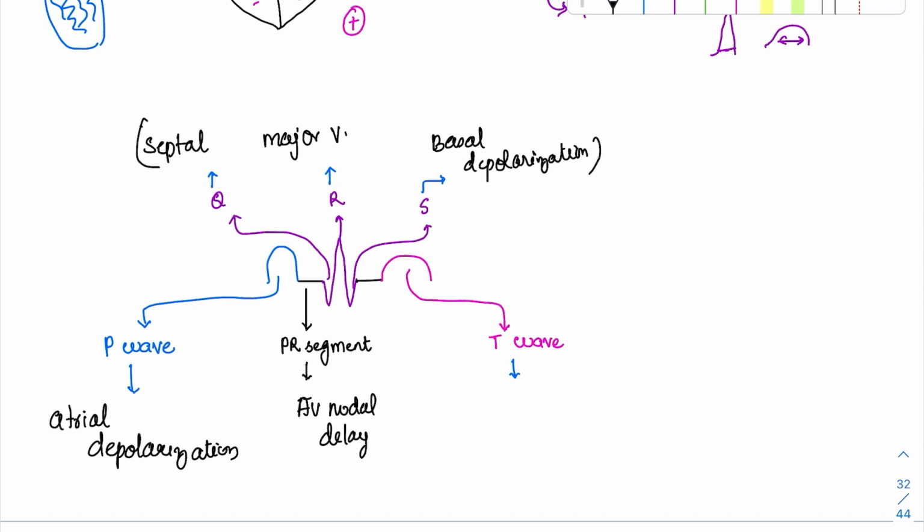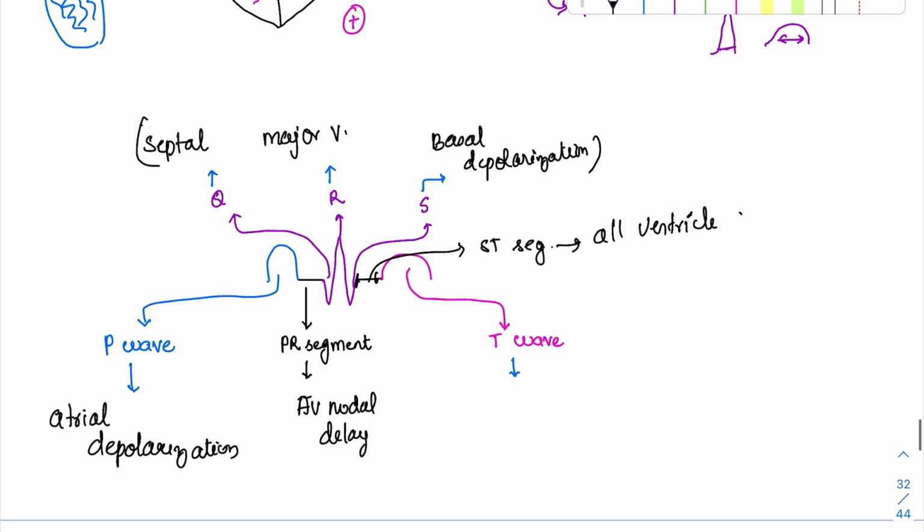Then there is another segment, the ST segment. This ST segment is the one which happens when all ventricular muscles are depolarized. If all the ventricles are depolarized, then there will be a flat line only. Then finally coming to the T wave, it is the ventricular repolarization. Here the negative ions are moving towards the negative terminal, so it is giving a positive deflection, and here it is spread over time. So these are the waves produced by the classical ECG.